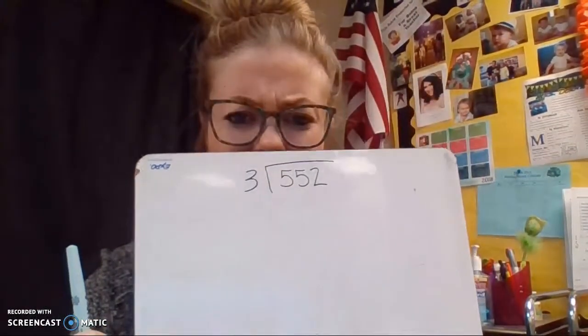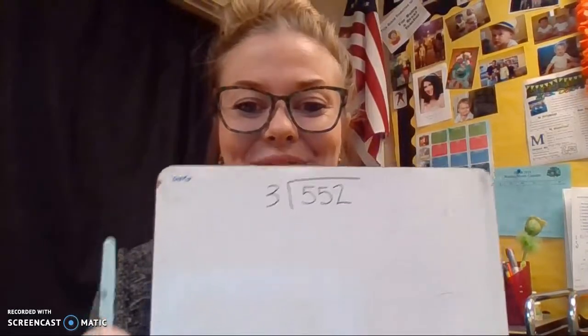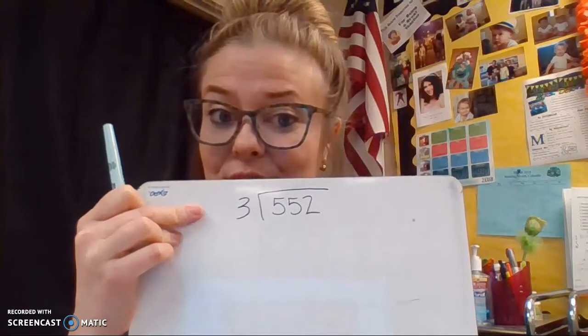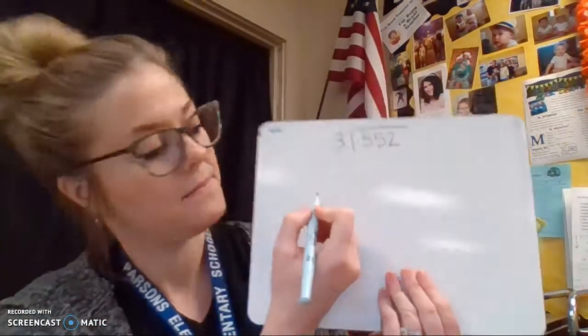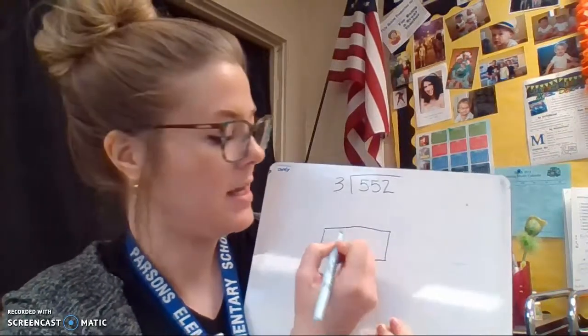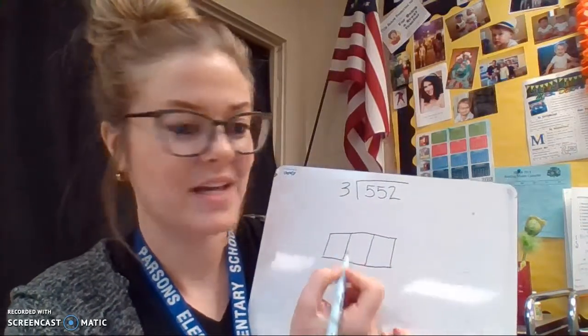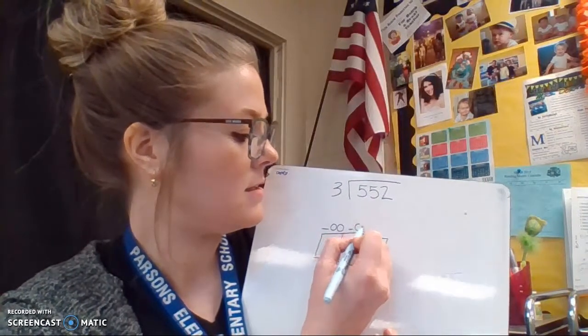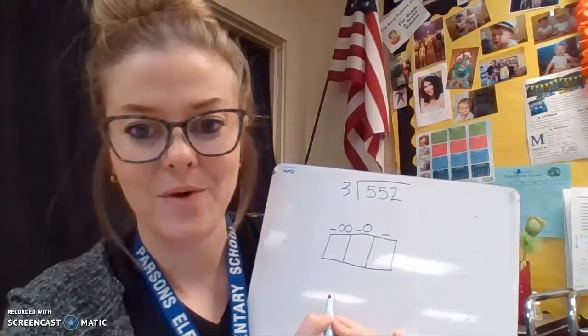So how many digits are in my dividend, which is my largest number? 552. There are 3 digits, which means we're going to go 3 place values: ones, tens, to the hundreds. So I'm going to draw my rectangle and split it into my 3 place values. I have hundreds, tens, and a spot for my ones.